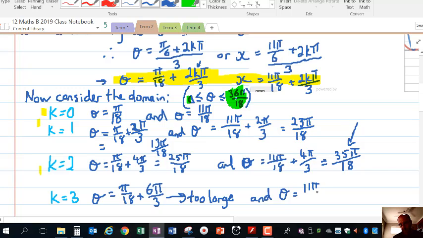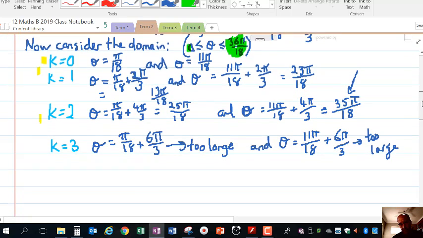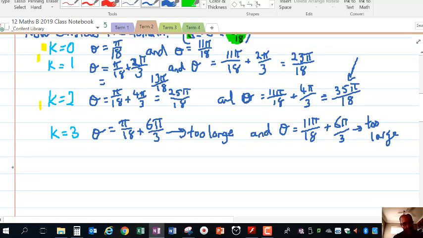But just for the justification of it, just jotting down, just clearly showing that 11 pi on 18 plus 6 pi on 3, aka 2 pi, that's too large. So that's not a solution. So that's it. So theta is the solution. Theta has 6 solutions.